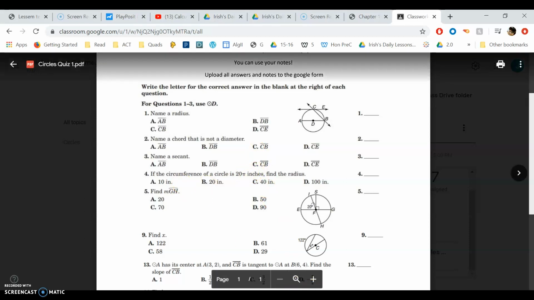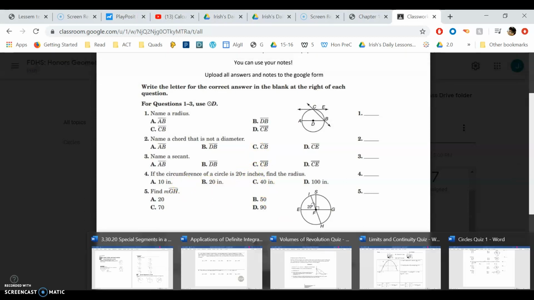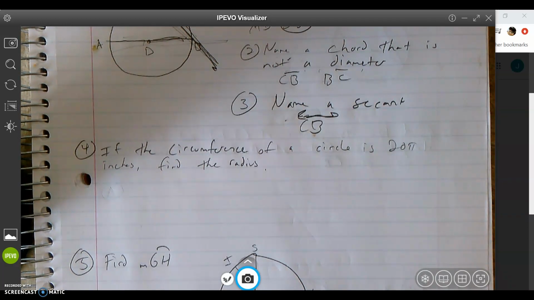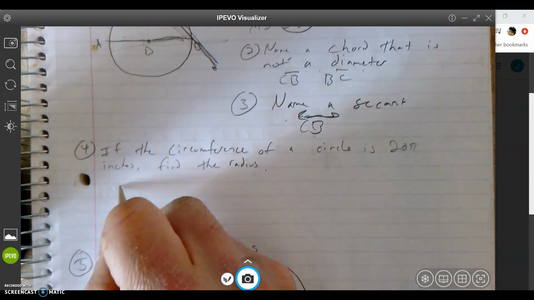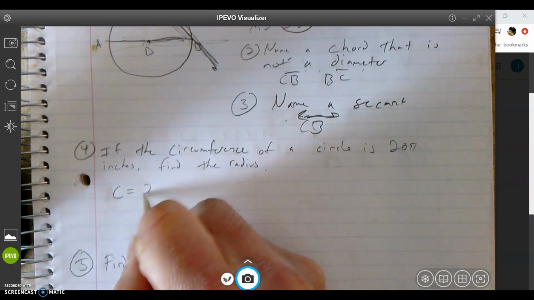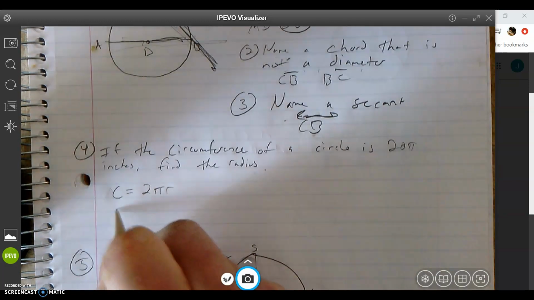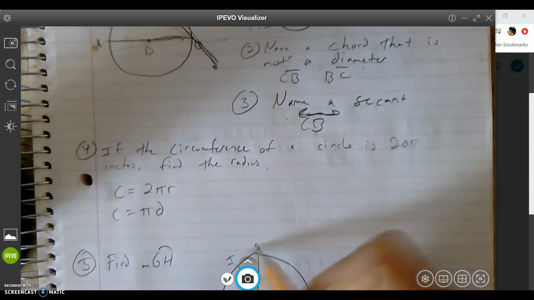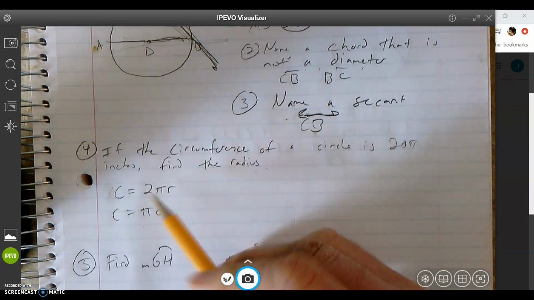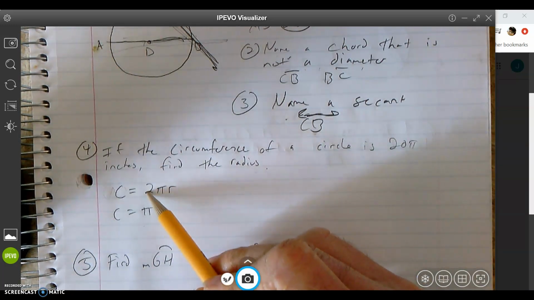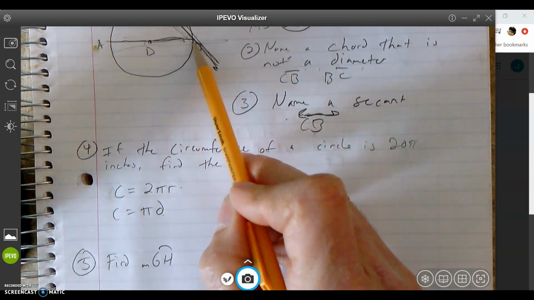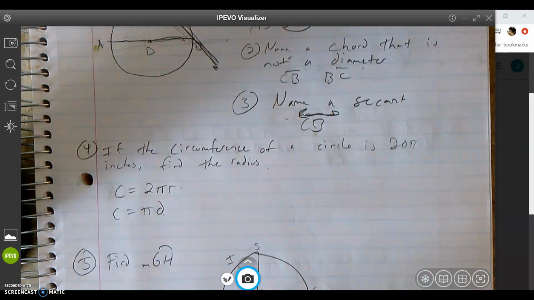Number 4. Let's check it out. If the circumference of a circle is 20 pi inches, find the radius. Okay, so you know that the circumference is 2 pi r, or the circumference is pi times diameter. Circumference means all the way around the circle. Why do you have 2? Because 2 radii equal 1 diameter, like that.